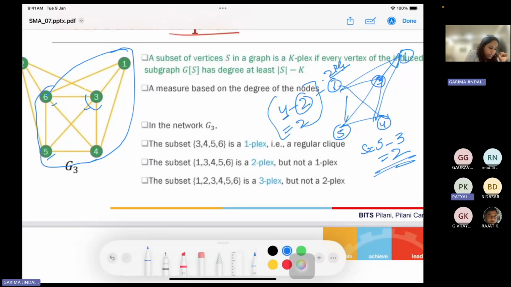So there were 4 nodes, yes ma'am, and we have inserted the value 2. So we got 2. So 2 should be the minimum degree in the induced subgraph. But we can see that the minimum degree is 3. So that is why it is not a 2-plex, it is a 1-plex. Okay.